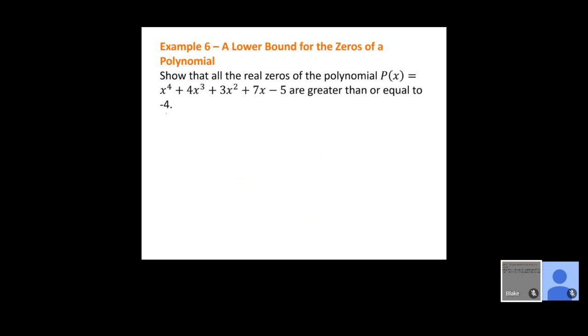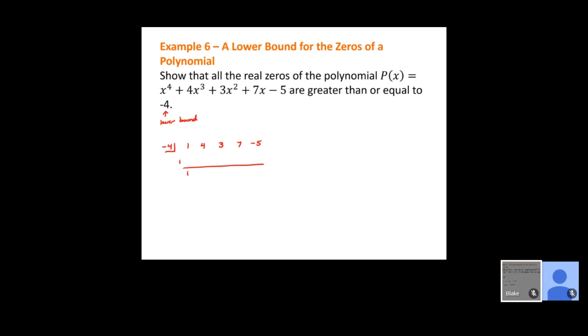So, in other words, we want to show that this value here is a lower bound. We want all of our zeros to be bigger than that value. So, I'm going to put -4 in my box. I'm going to list out all of my coefficients. This time there are no missing terms. We have 1, 4, 3, 7, -5.